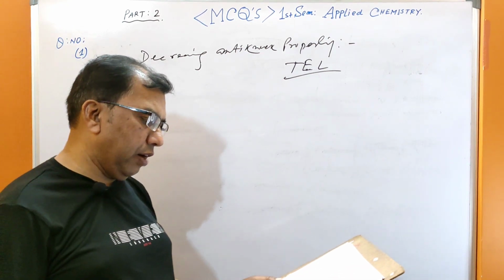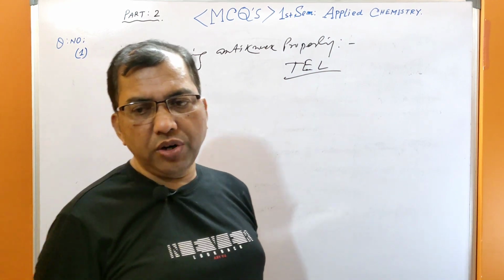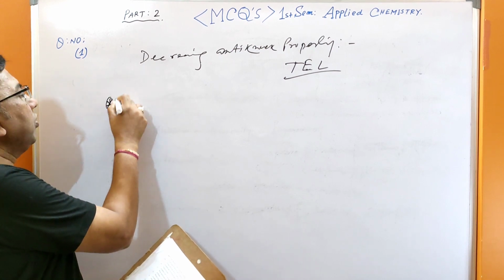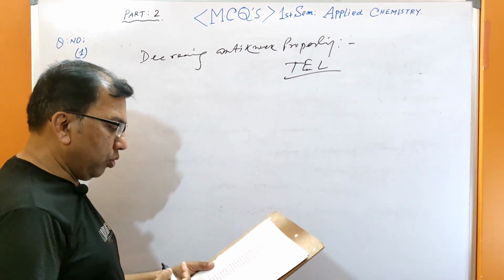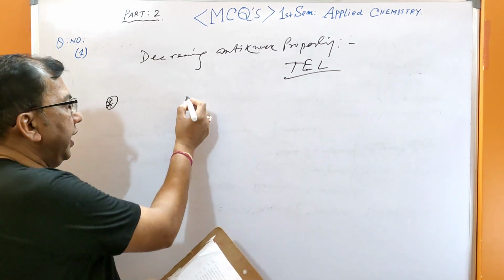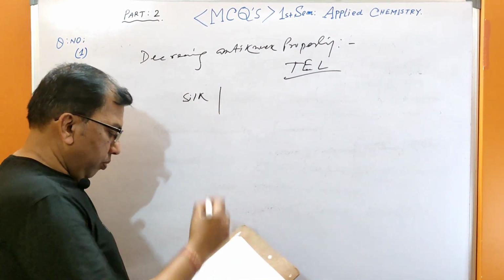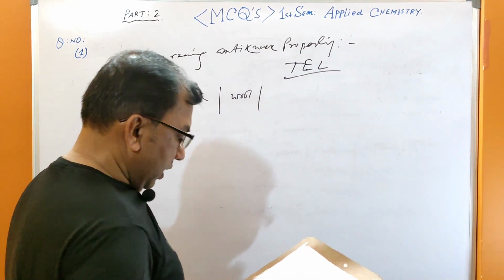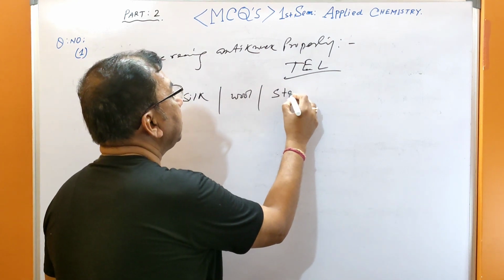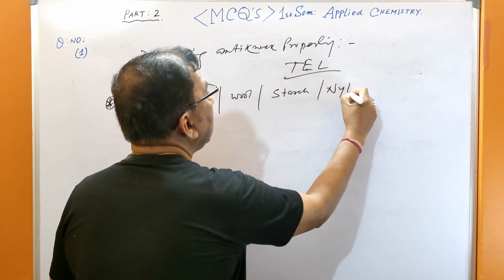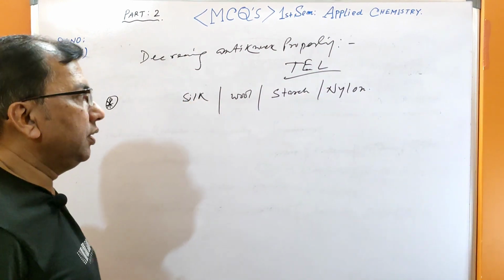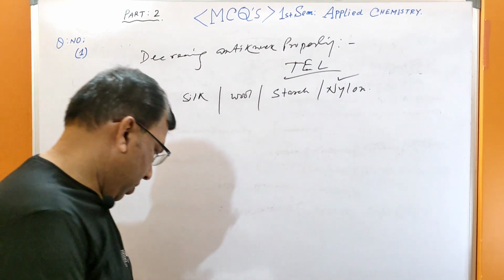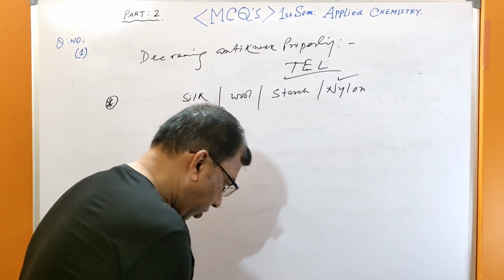Which of the following is not a natural polymer? Suppose the options are silk, wool, nylon, starch. Silk is there, wool is there, nylon is there, starch is there. That is nylon, it is not the natural polymer. What is the next question?